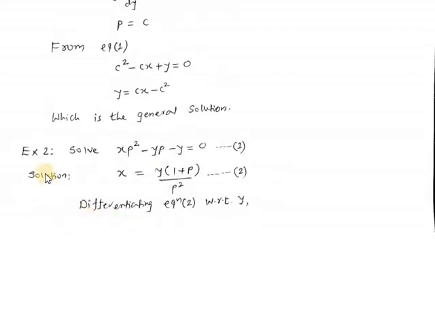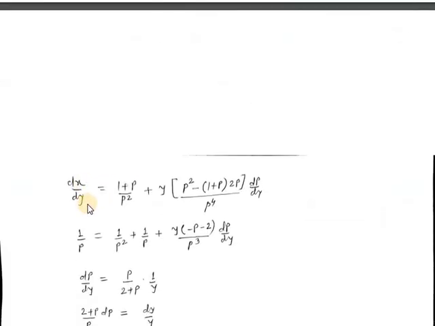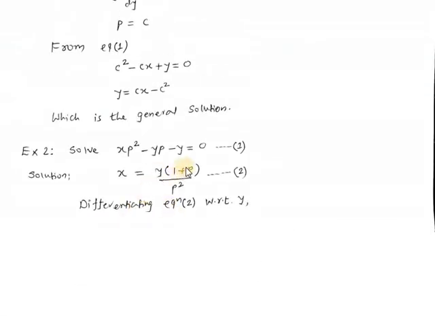Now let us discuss the second example. Solve xp square minus yp minus y is equal to 0. Suppose this is equation number 1. Now taking x as the subject, we will get x is equal to y into (1 plus p) divided by p square. Suppose this is equation number 2. Now differentiating equation 2 with respect to y. So if we take the derivative of x with respect to y, then it will be dx by dy. And here we will use the product rule.